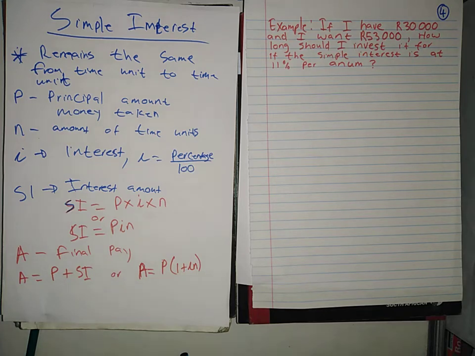Now, if I have 30,000 rand and I want, at the end of everything, to have 53,000 rand, how long should I invest it for if the simple interest is at 11% per annum? I want you to be very careful when you're reading this one. You must always know what it is that you have.